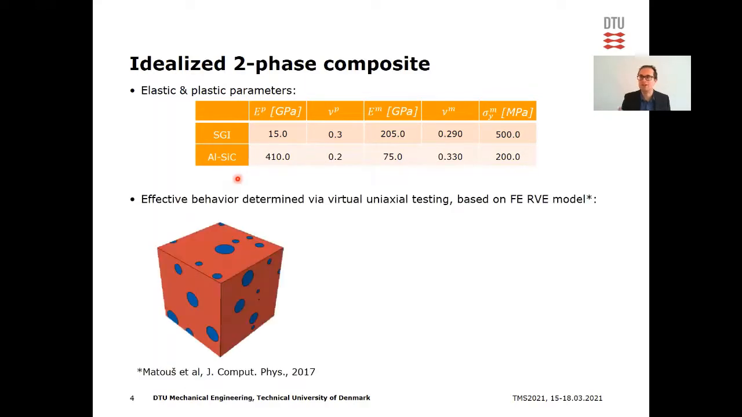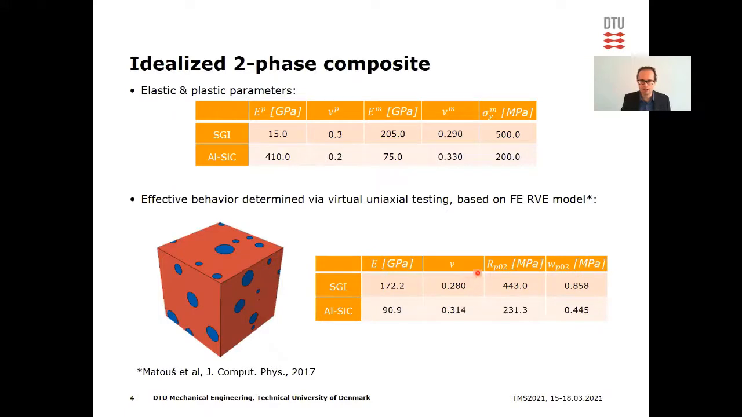For each of these 2 sets of parameters, we estimated the effective behavior of this idealized composite by subjecting this representative volume element to uniaxial testing. By doing that, we found the effective Young's modulus, effective Poisson ratio, effective yield stress of the composite, as well as this parameter here, WPO2, which is the plastic work for monotonic loading up to the yield point.